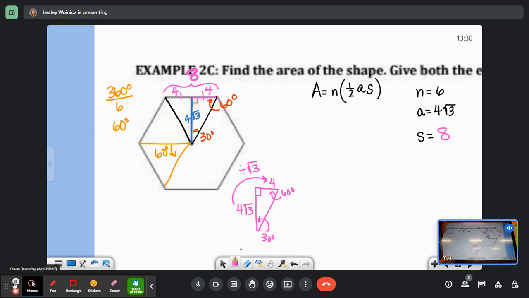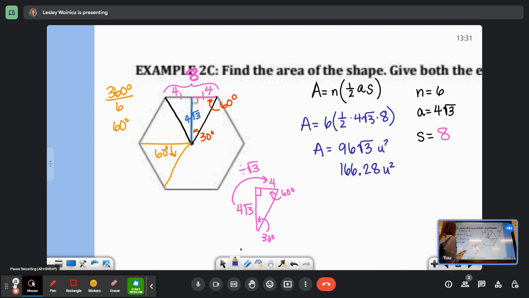Okay, now I'm ready to plug everything into my formula and crank it out. So area equals n, 6, times 1/2 times my apothem, which is 4√3, times my side length 8. So I'm just going to multiply all of the coefficients and scalars together. So 6 times 0.5 times 4 times 8. It gives me 96 as my coefficient for √3. A equals 96√3. And now I'm going to write it as a decimal. I'm getting 166.28 units squared.